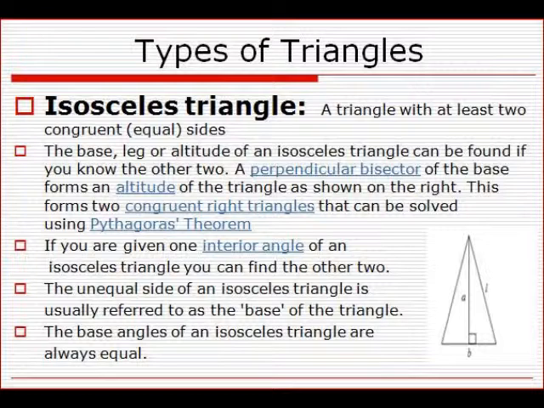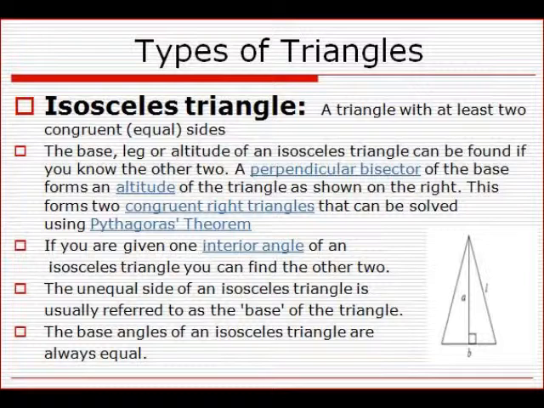Some of the unique properties of an isosceles triangle. The unequal side of an isosceles triangle is usually referred to as the base of the triangle. The base angles of an isosceles triangle are always equal. When the third angle is a right angle, it is called a right isosceles triangle. The altitude is a perpendicular distance from the base to the topmost vertex.